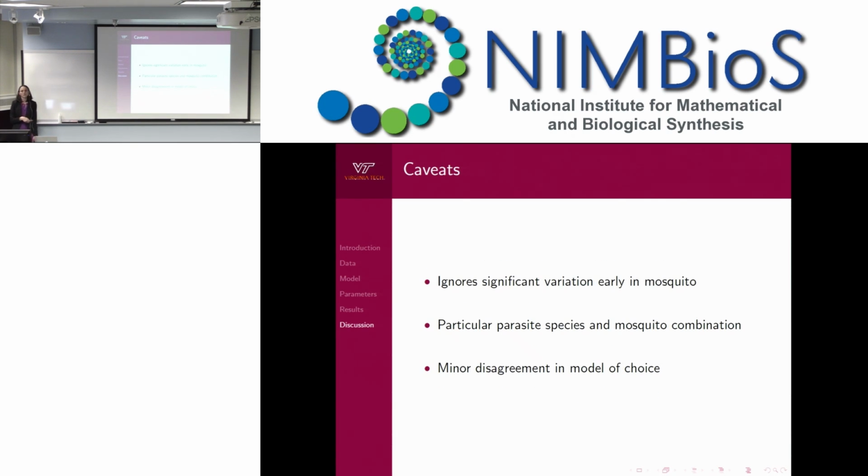I, of course, want to put this with a number of caveats. We are skipping that early part in the mosquito where we know there is significant variation between the number of gametocytes and the number of ookinetes that get formed. That was the entire idea behind starting that experiment a little bit later. This is done for a particular parasite species, Plasmodium berghei, and a particular mosquito species, Anopheles stephensi. So of course there might be differences for other parasite species and mosquito combinations. And of course I want to highlight that our models didn't always match up. And so we are interested in looking at that a little bit more.